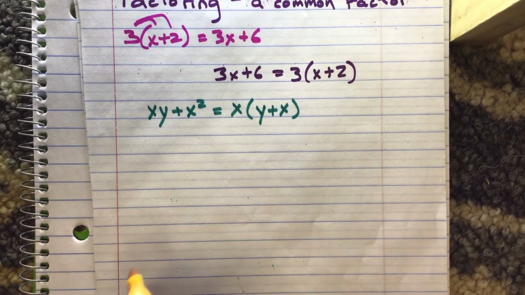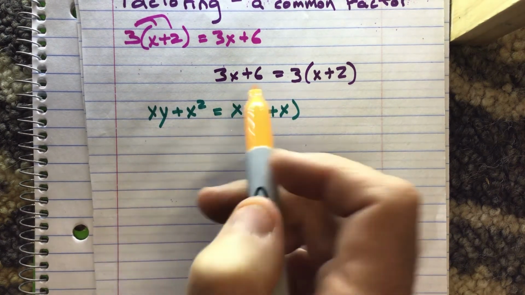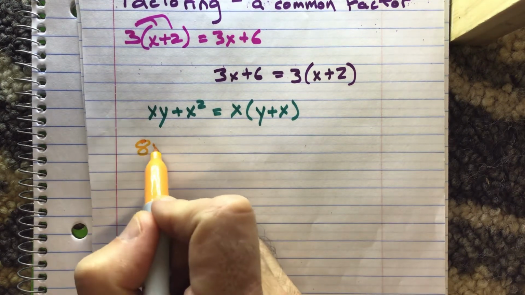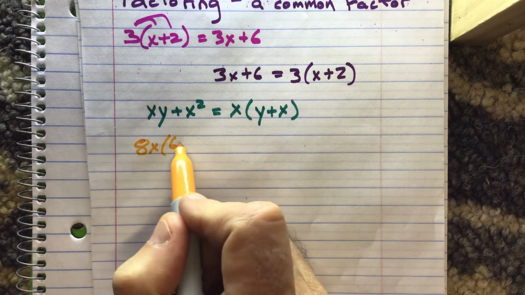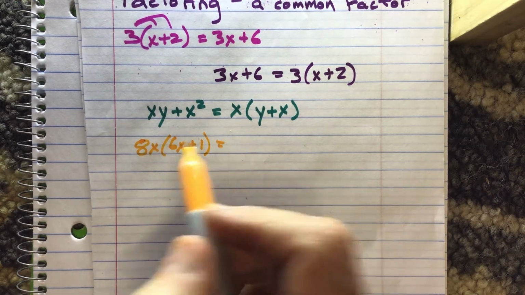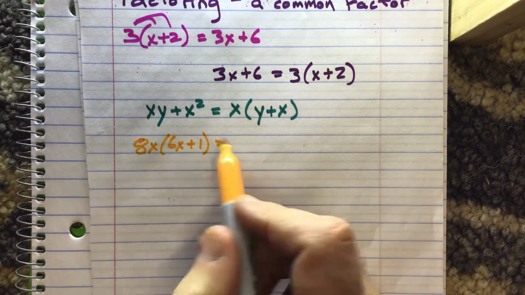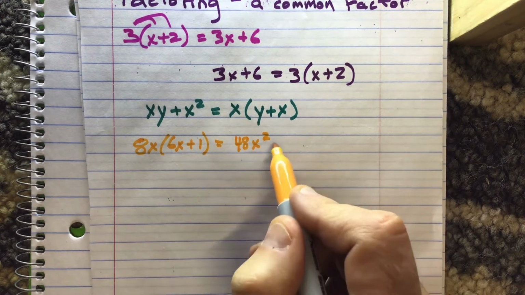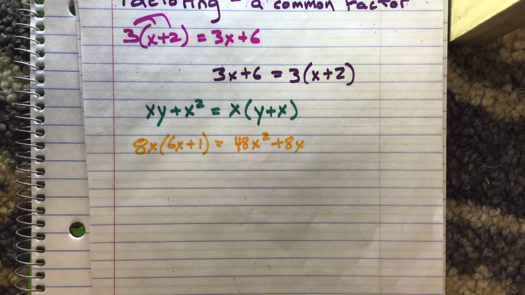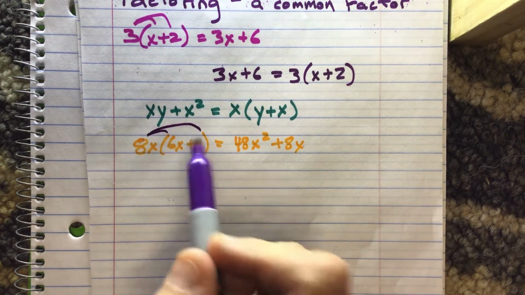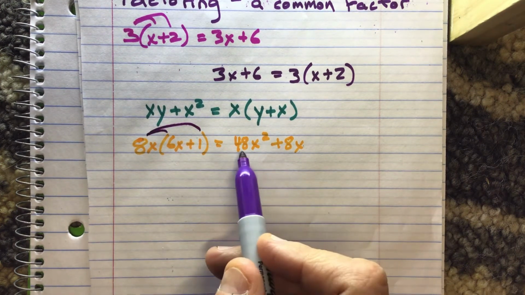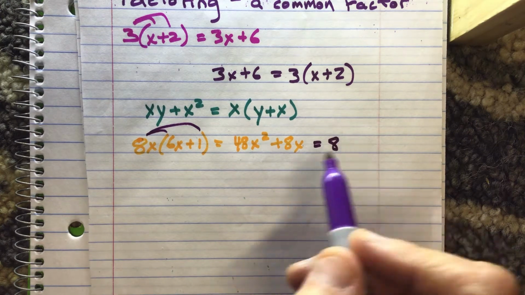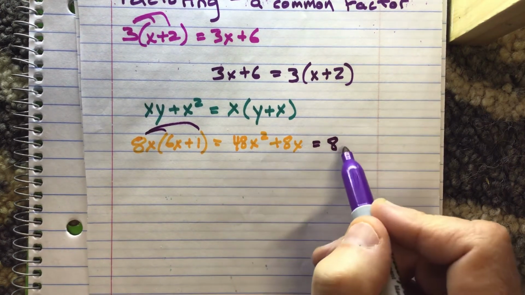Let's look at some other examples. In this example, you could have a number that you factor out. Here you could have a letter, or you could have both. In the example of 8x times 6x plus 1, if you were to distribute, you'd get 6 times 8 is 48x squared. And then 8x times 1 is 8x. And again, that's distributing, right? We draw these arrows. And if you're working backwards, you'd say, what can I divide both 8 and 48 by? And you'd say, okay, they both are divisible by 8. This has an x, this has two x's, so they have at least one x in common.